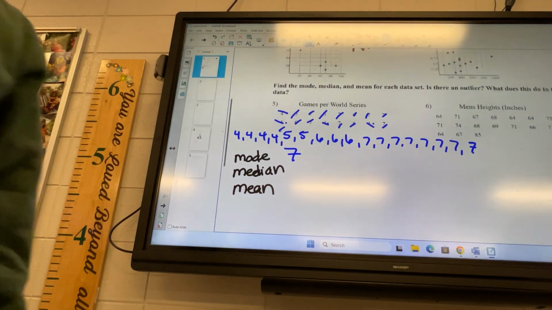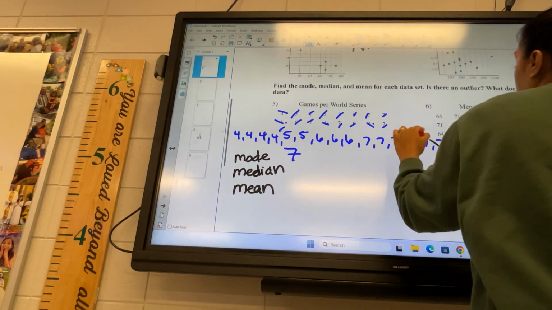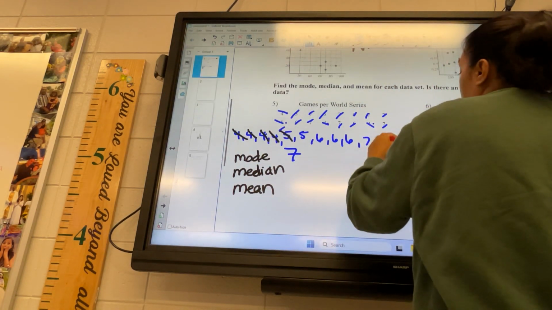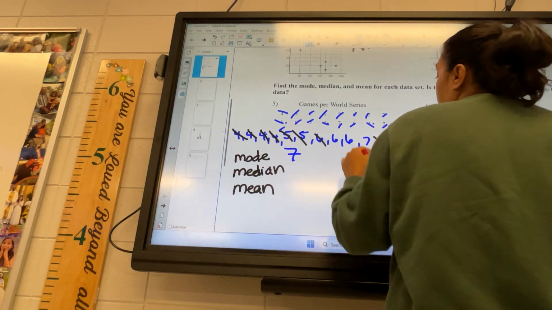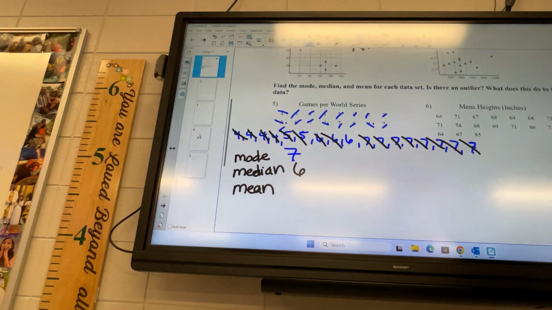Okay, so put them from low to high, and then we're going to kind of cross them out. 1, 2, 3, 4, 5. 1, 2, 3, 4, 5. 1, 2, 1, 2, 1, and 1. Okay, so I'm showing 6. Does somebody agree? Okay.